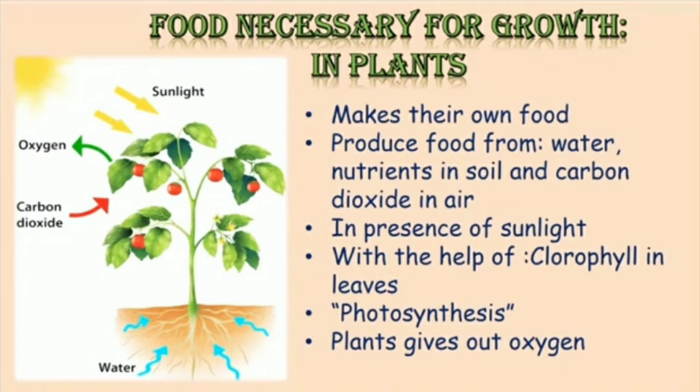Understood? So, plants take in carbon dioxide present in the air and they give out oxygen. In this way they produce their food, which is stored in the different parts of the plants. Understood, children? And this stored food helps the plant to grow.